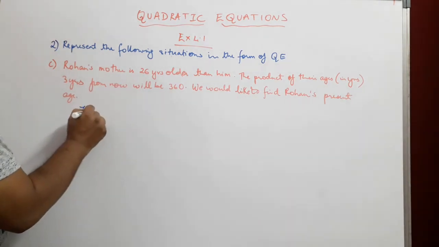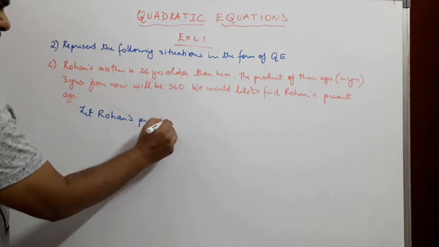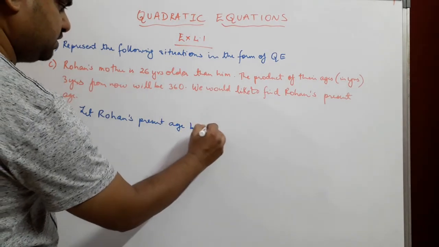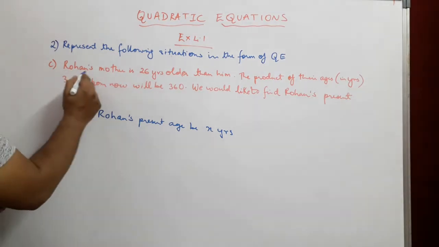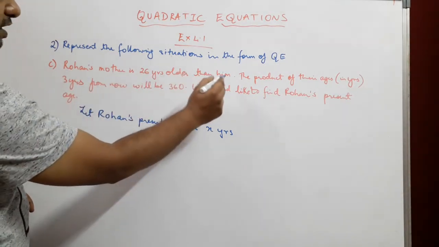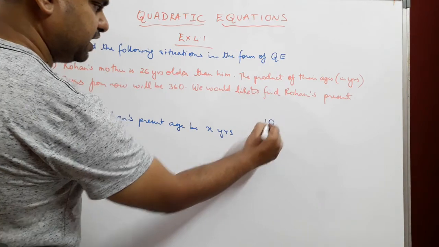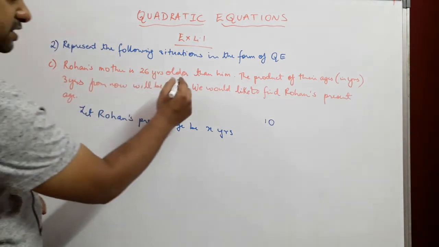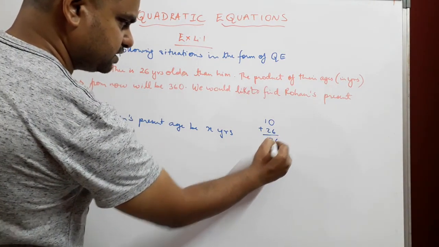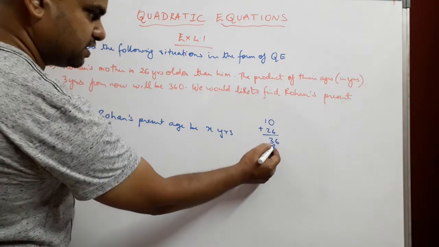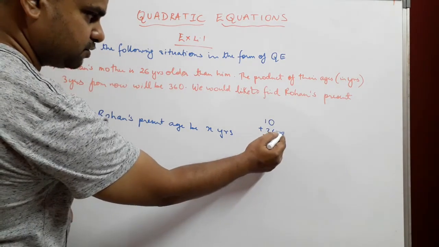Let Rohan's present age be x years. It says Rohan's mother is 26 years older than him. If Rohan's age, let's say, was 10, if she is 26 years older than him, then she would obviously be 10 plus 26, right? 36. If she is 36, that means he is 10, and the difference between 10 and 36 is 26.